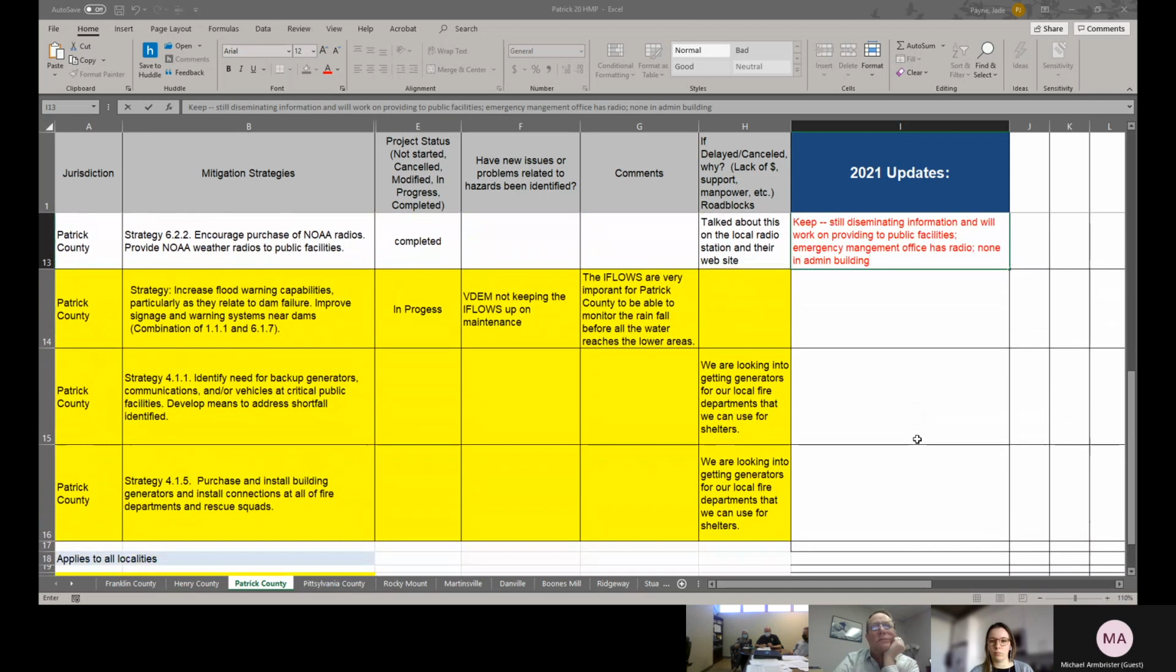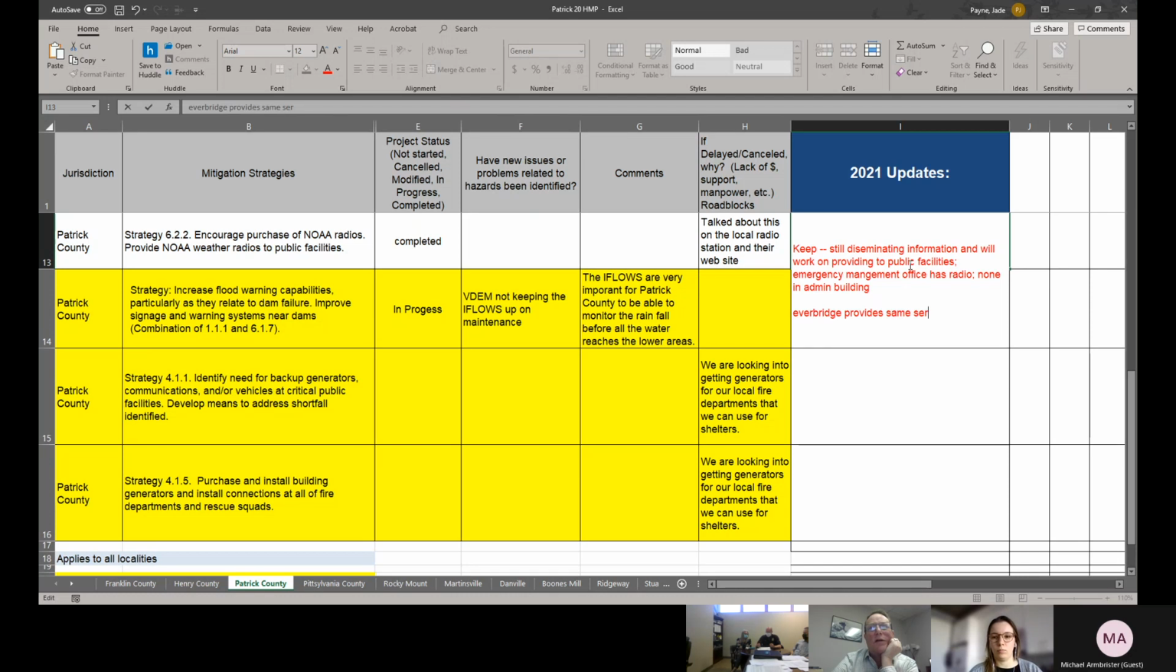With the Everbridge software that we've got through the county, as soon as it goes out to NOAA radio, it comes right straight to us on our phones. Yeah, that's what I was thinking. I think the weather radios are nice to have for some folks, but they're kind of outdated technology if you have Everbridge.